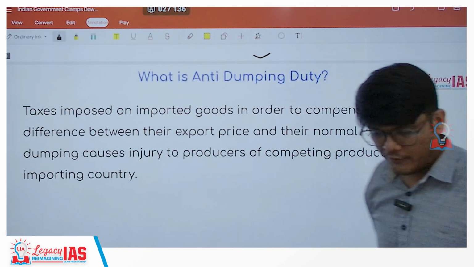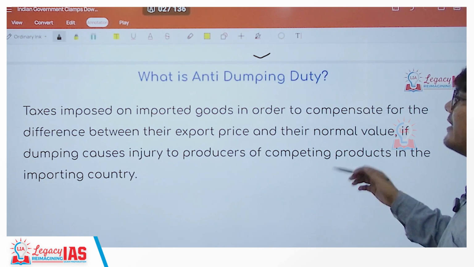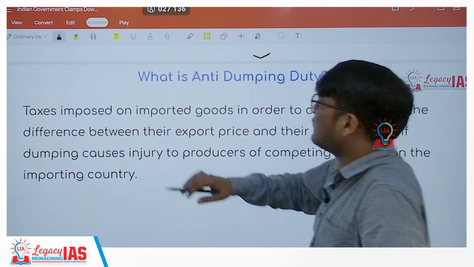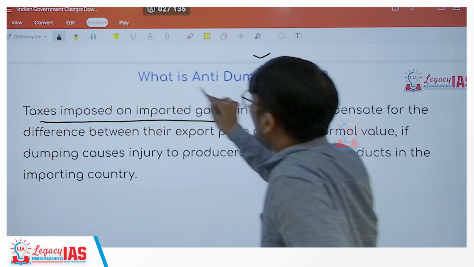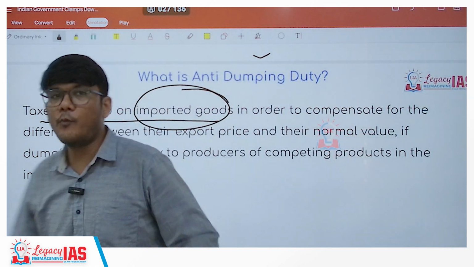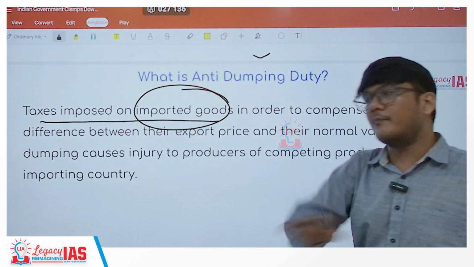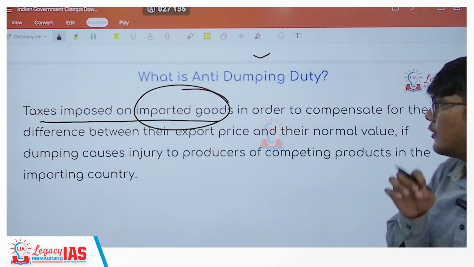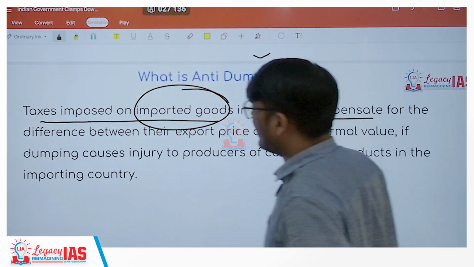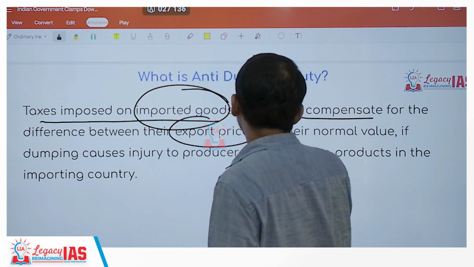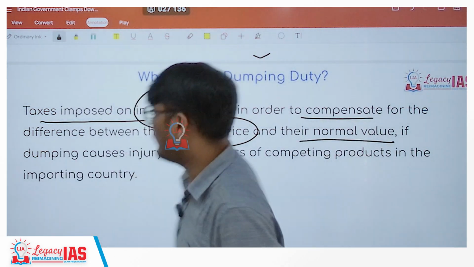So now the main question. The main question is, what is anti-dumping duty? It is nothing but the taxes imposed on imported goods. Imported goods. Remember, in the question it was import plus export. No, not import plus export, only imported goods. In order to compensate for what? The difference between their export price and their normal value. Now, this is where you need to understand.